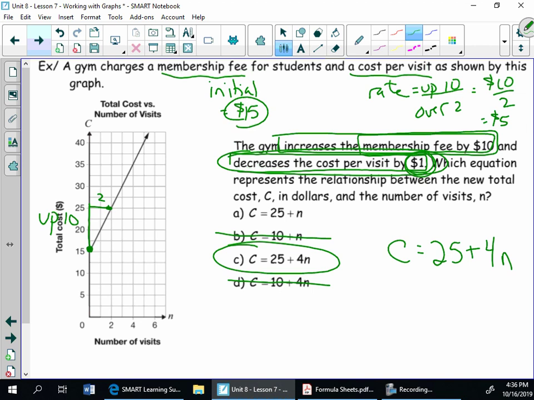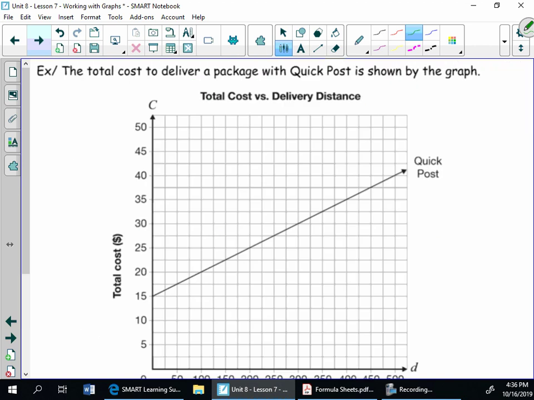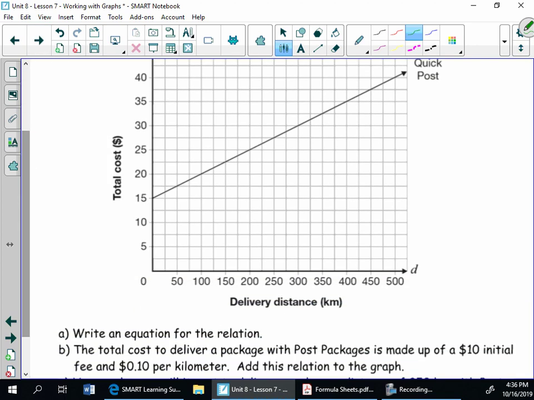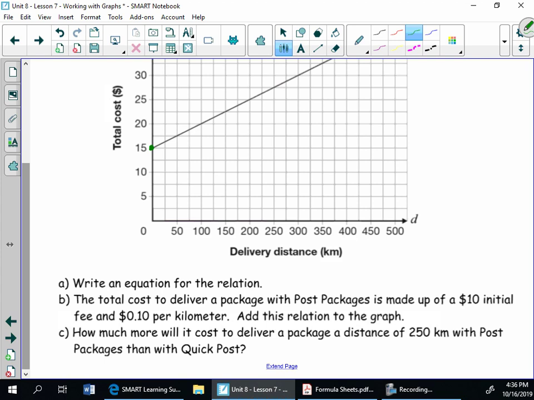Taking information from our graph and changing it this time. So what do you think about that one? I got one more for you. The total cost to deliver a package with Quick Post is shown by the graph. Okay, I got myself an initial value right there. I can figure out a rate if I need it. Oh, write an equation. That's kind of our standard thing, right?